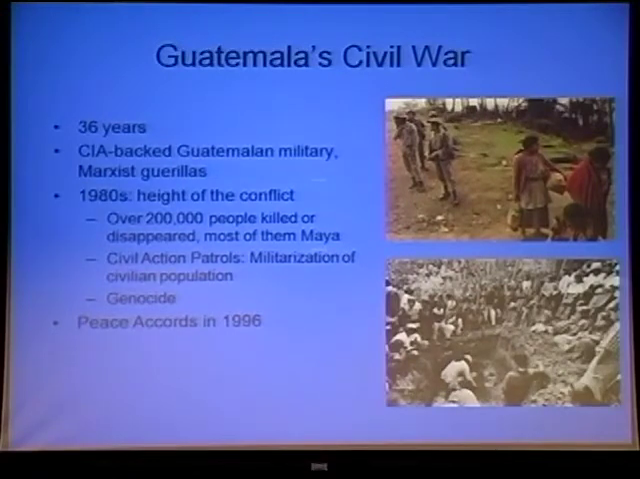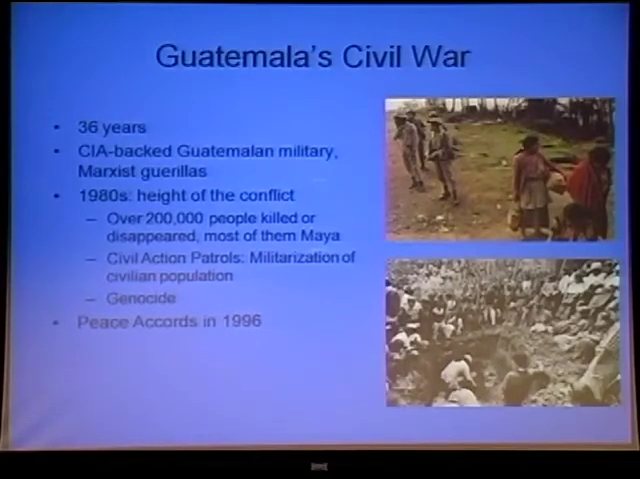It was a conflict between the CIA-backed Guatemalan military, so our government was involved throughout this, and Marxist guerrillas. The guerrillas did receive support from Cuba. There was a tight connection to Cuba and more loosely to the Soviet Union, but basically they trained soldiers who lived for many years in hiding and carried out this guerrilla movement that was more organized in the early 1960s and 70s, very philosophically oriented to Marxism, and became less organized as time went on.